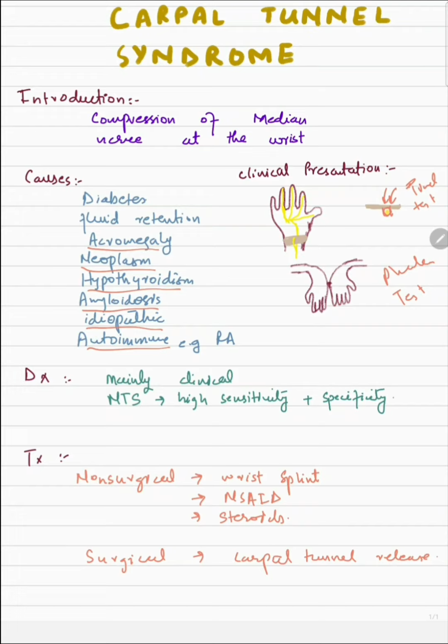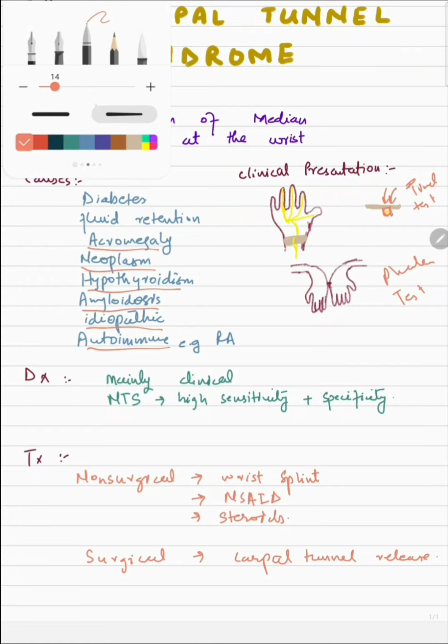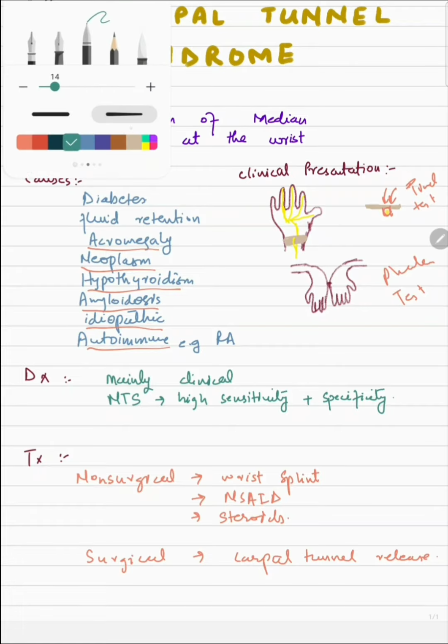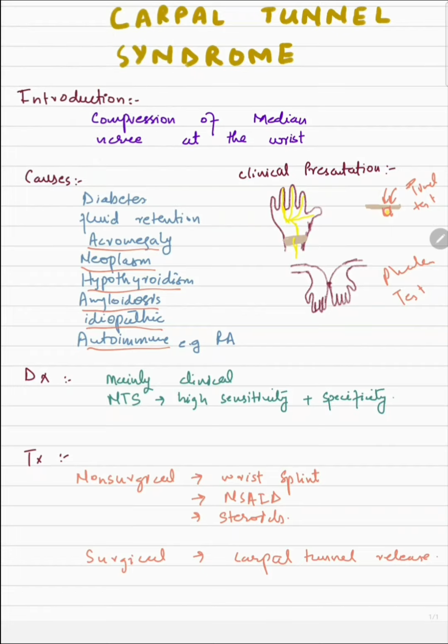So then coming down to the diagnosis, the diagnosis is mainly clinical, and then if there is any high suspicion, if the clinical presentation is not really clear, then tests like nerve conduction studies can be done. It has really high sensitivity and specificity, so it's a really important test to confirm the diagnosis.